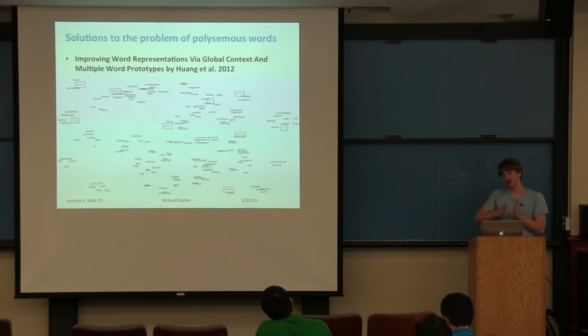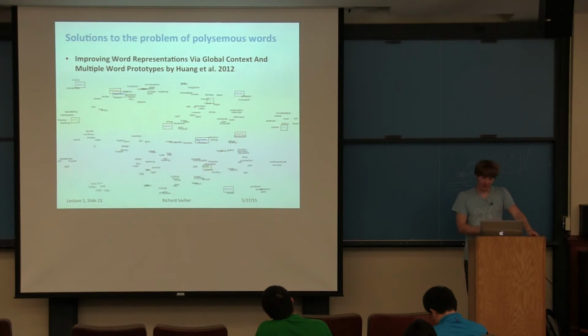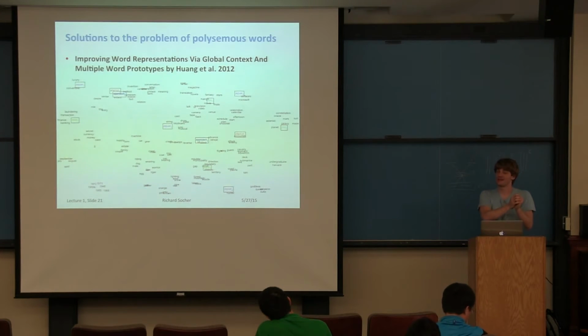Now, just one slide on the opposite spectrum and the opposite problem. What if you have very frequent words? The more frequent a word is, the more meanings it often has in the English language. This is a paper by Eric Huang, me, and Chris, on improving word representations in two ways. One, we allowed a global context where we averaged word vectors, as well as the local window context that we discussed in the class, as well as having multiple word prototypes. So we can cluster all the different contexts that the same word appears in, and then each cluster represents its own meaning.